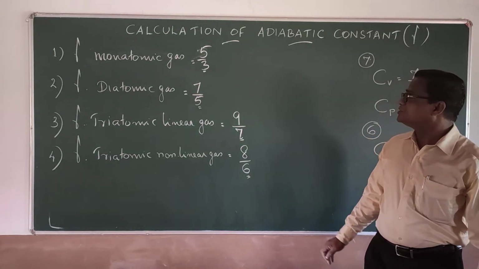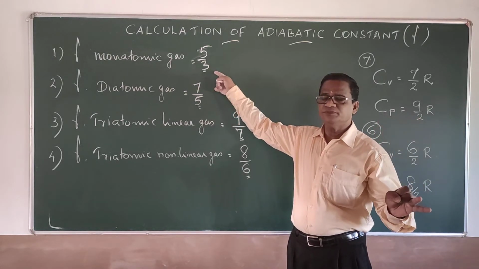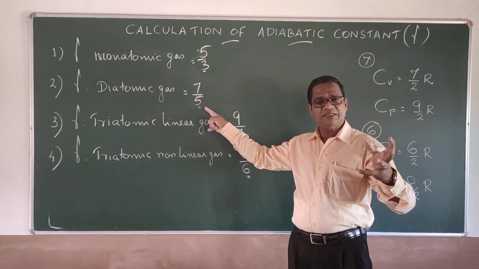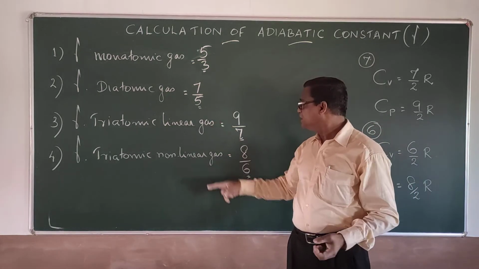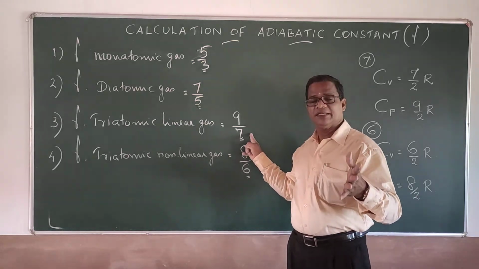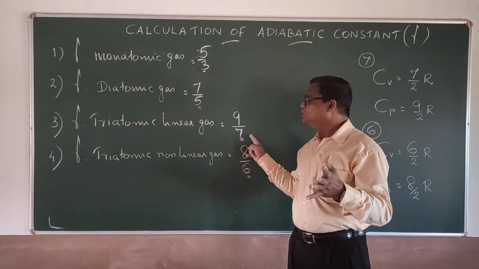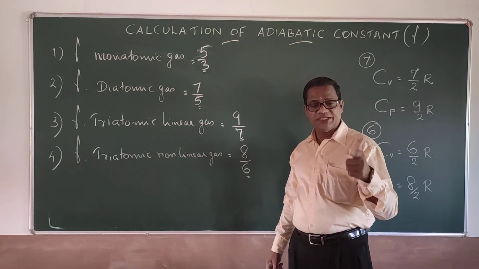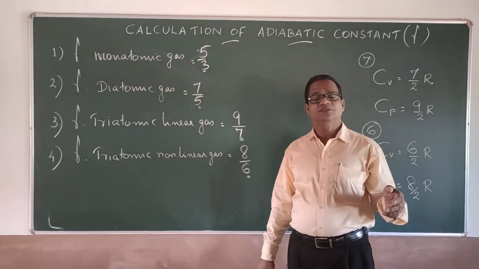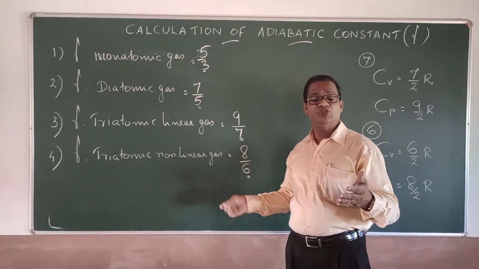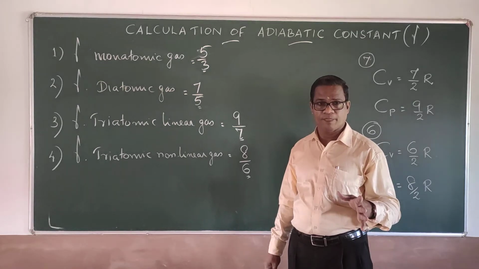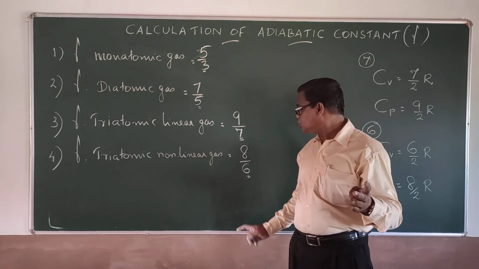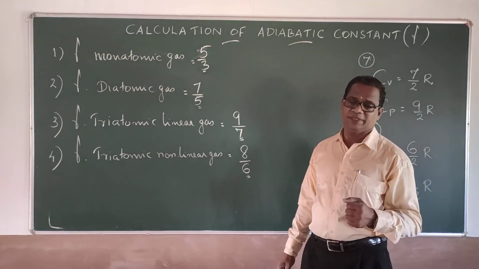Okay? So 3 degrees of freedom means translatory motion only. Then 5 degrees of freedom means 3 translatory plus 2 rotational. And then triatomic linear gas, 7 degrees of freedom means 3 translatory, 2 rotational, and the remaining 2 are for vibrational motion. And here also translatory plus rotational plus vibrational will be given.